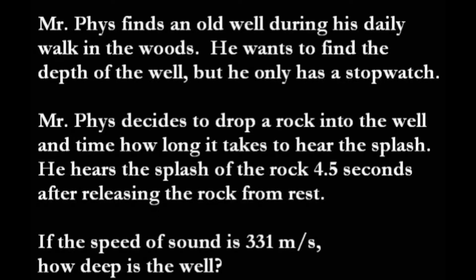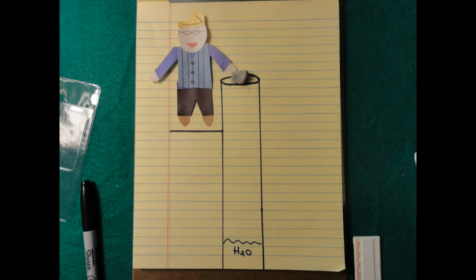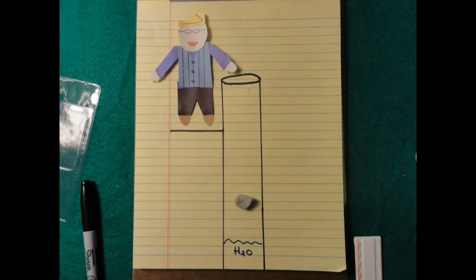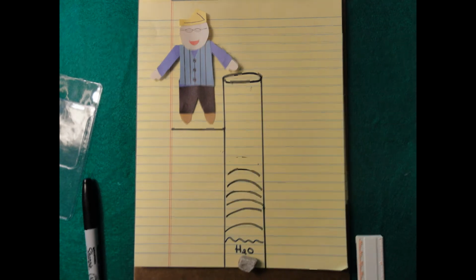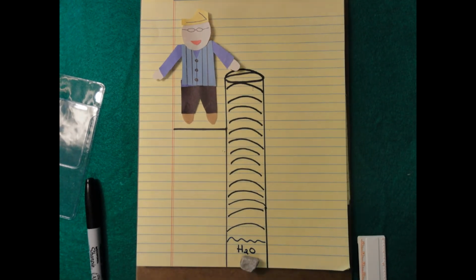Mr. Phys finds an old well during his daily walk in the woods. He wants to find the depth of the well, but he only has a stopwatch. Mr. Phys decides to drop a rock into the well and time how long it takes to hear the splash. He hears the splash of the rock 4.5 seconds after releasing the rock from rest. If the speed of sound is 331 meters per second, how deep is the well?